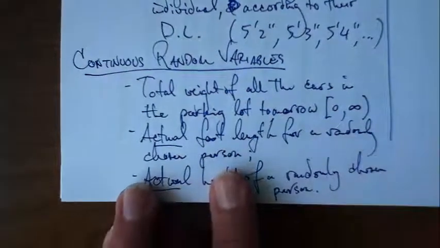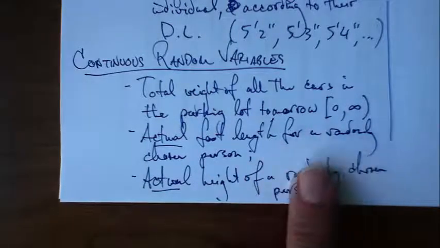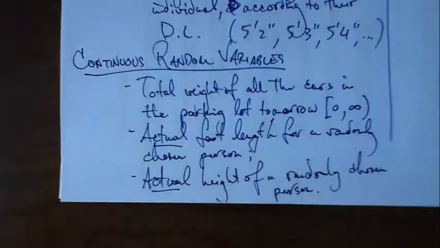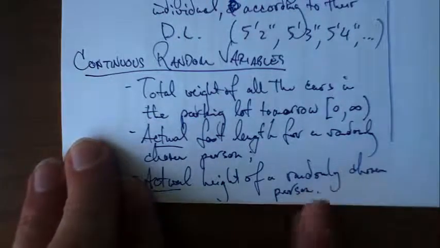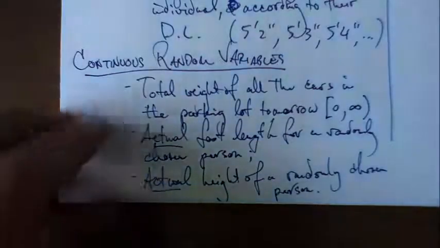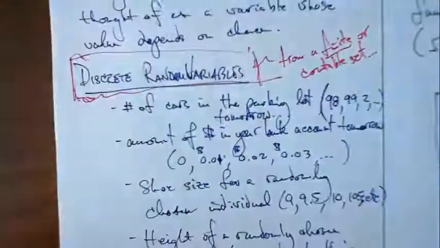The actual foot length for a randomly chosen person can be thought of as a continuous random variable. Their shoe size would be a discrete random variable, but the actual foot length for a person chosen at random could be thought of as a continuous random variable. And similarly, the actual height of a randomly chosen person will be a continuous random variable.